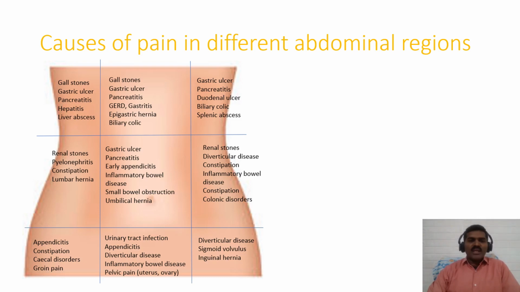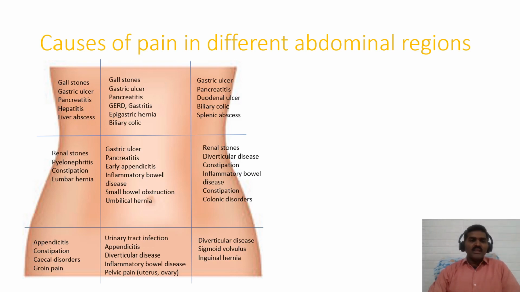In the right iliac region, the appendix and the cecum are located. Any disease of the appendix, appendicitis, cecoileitis, constipation, cecal disorders, and groin pain can cause pain in the right iliac region.